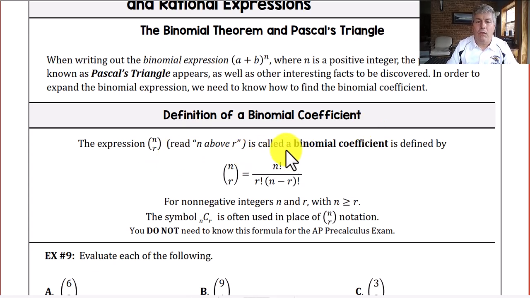So the binomial coefficient is the coefficient on a particular term, and we'll use the expression n above r, which is called the binomial coefficient. And n above r is equal to n factorial, where the exclamation point is a factorial symbol, all over r factorial times the quantity n minus r factorial. And we'll often use the symbol C for combination. The symbol nCr is often used in place of the n over r notation. And these functions actually can be found on your graphing calculator.